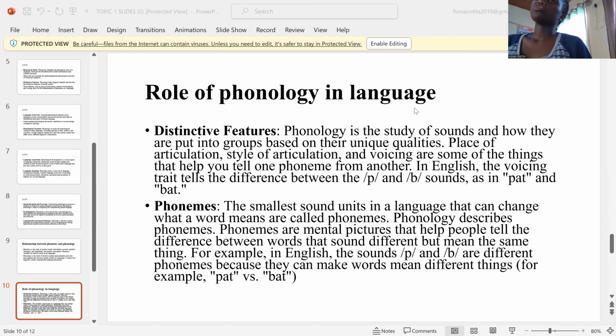We'll move on to the role of phonology in language. First, we have distinctive features. Phonology is the study of sounds and how they are put into groups based on their unique qualities.